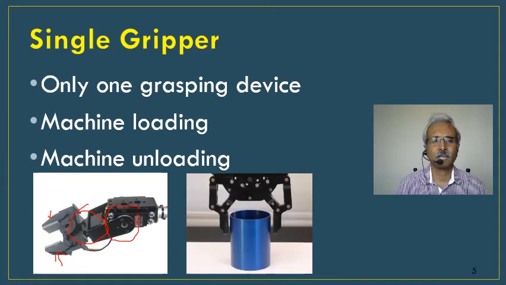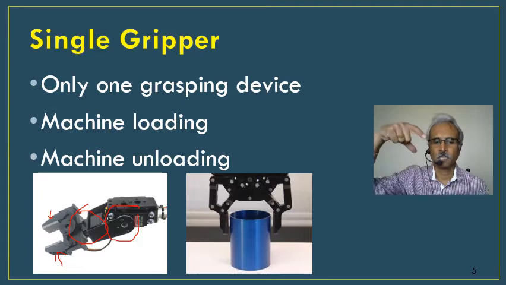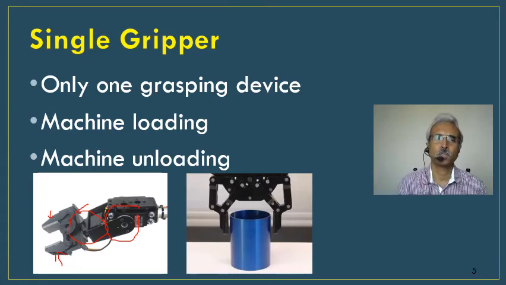So this is another example. There are 2 fingers here. It just holds the object using 2 fingers. Of course it's one gripper actually.